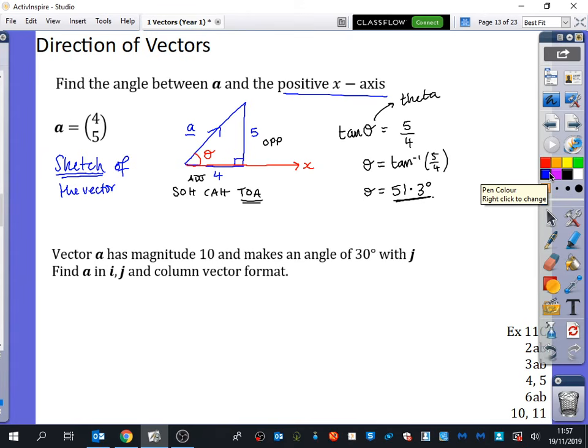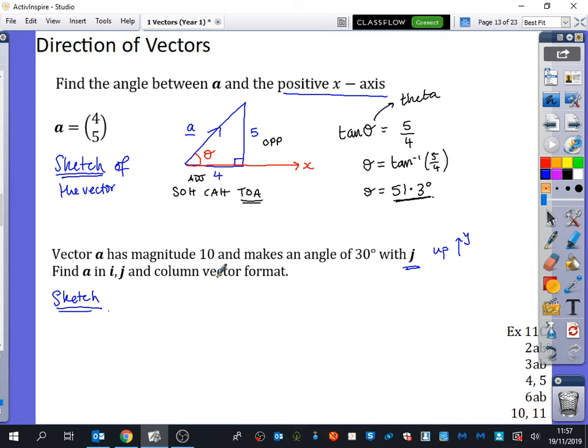Again, this one is going to need a sketch, okay? Let's read the question, then we're going to do a sketch. It says the vector A has magnitude 10 and makes an angle of 30 degrees with J. What does J mean again? Which axis? Y, the up. It means the up or the Y axis. The jump, good. And we're going to find A in I and J terms and in column vector format.